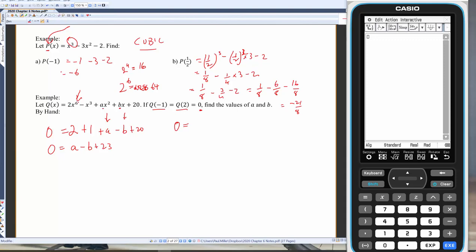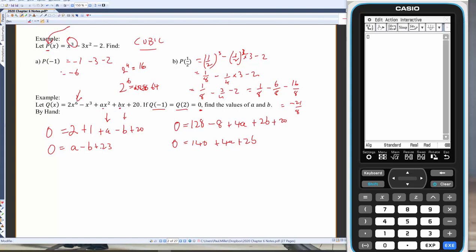Now we're going to multiply that by 2, which happens to be 128. That's just a fluke. Take away 2 to the 3 is 8. Plus 4a plus 2b plus 20. Okay, what do we got here? 128, take away 8 is 120. 120 plus 20 is 140. 0 equals 140 plus 4a plus 2b.